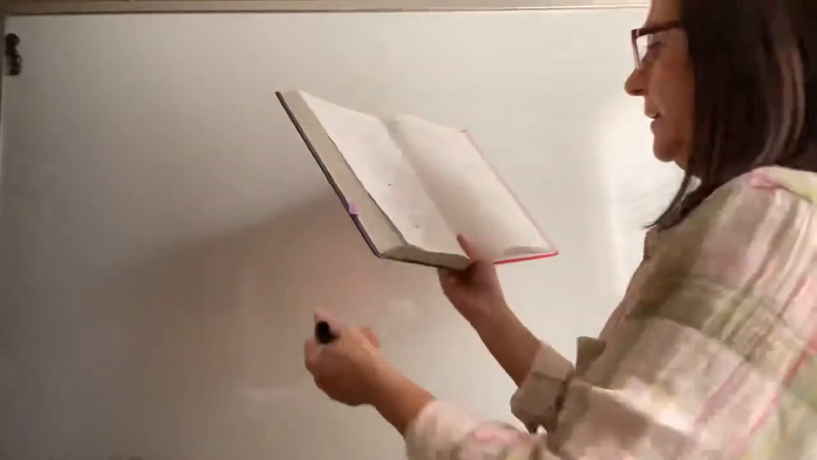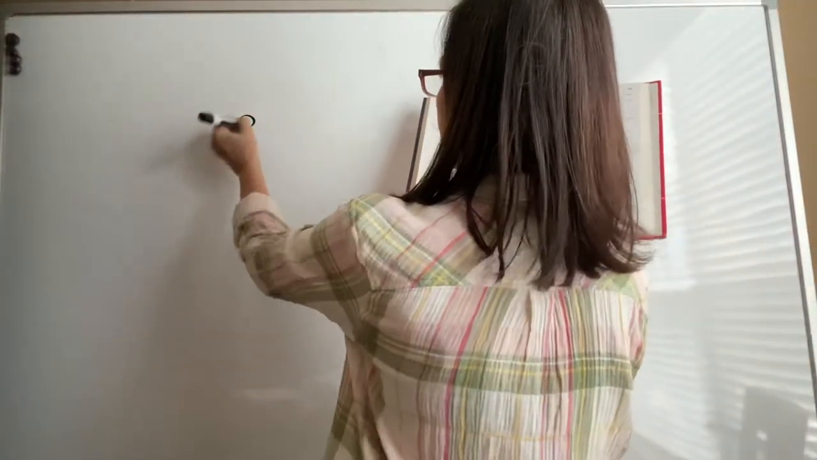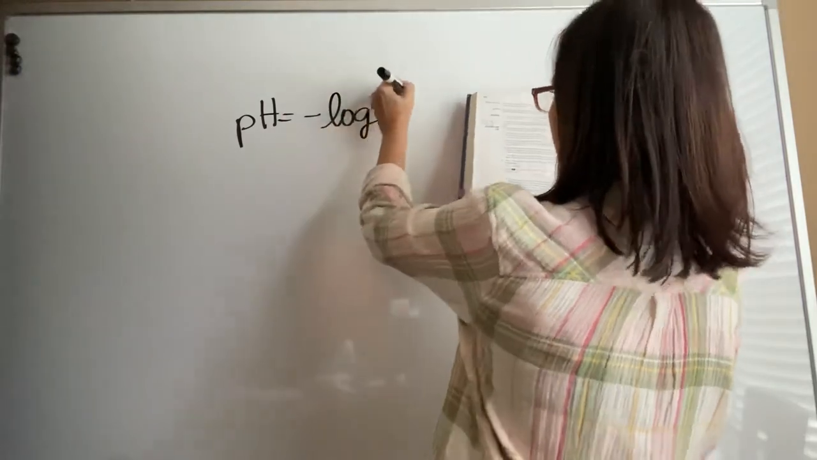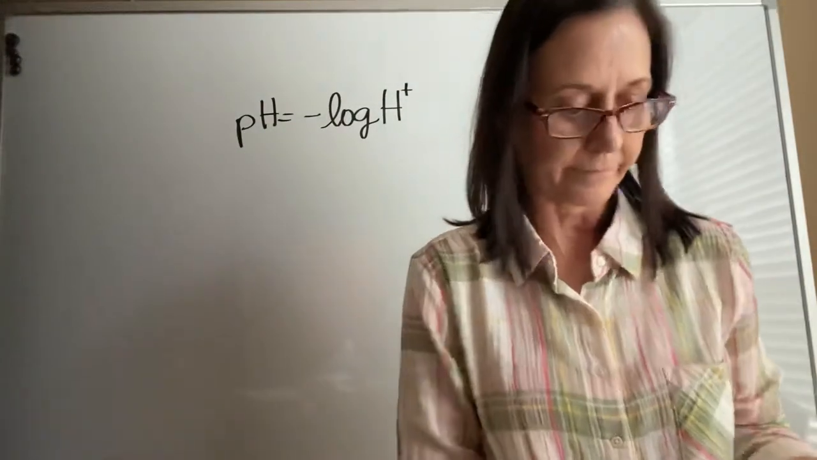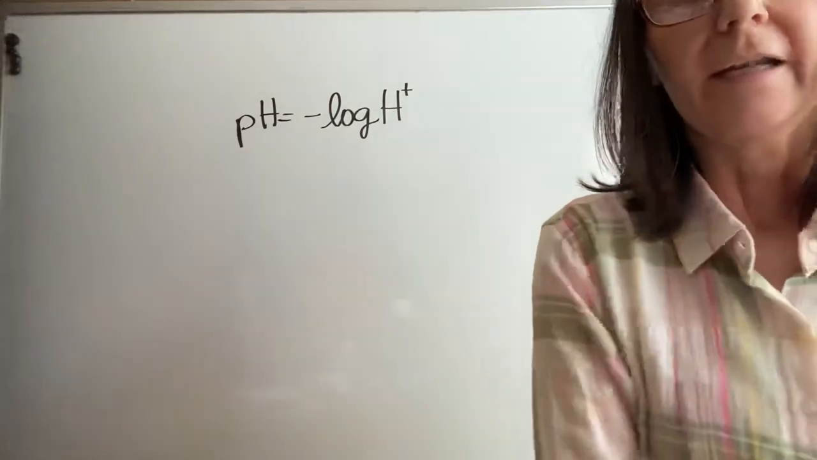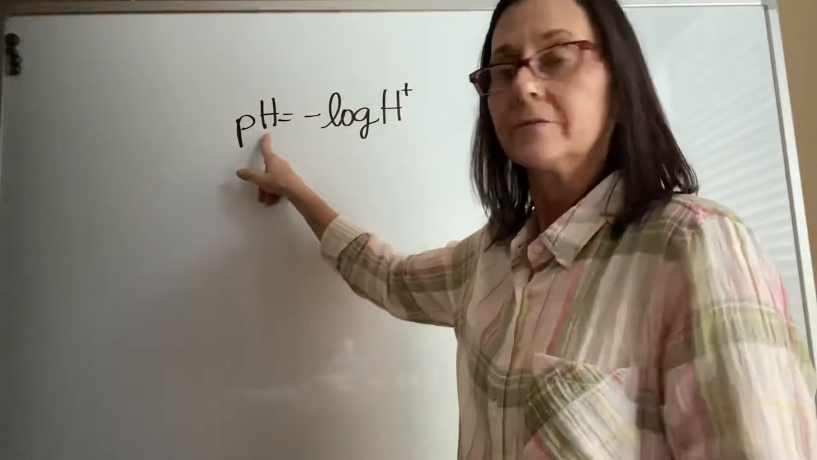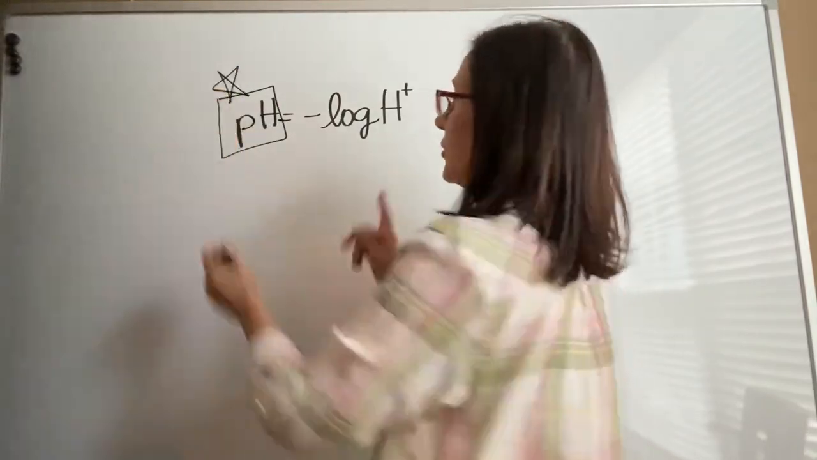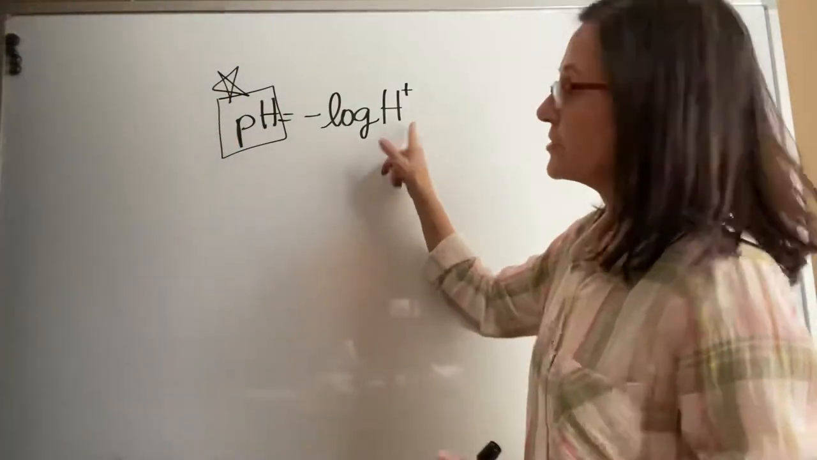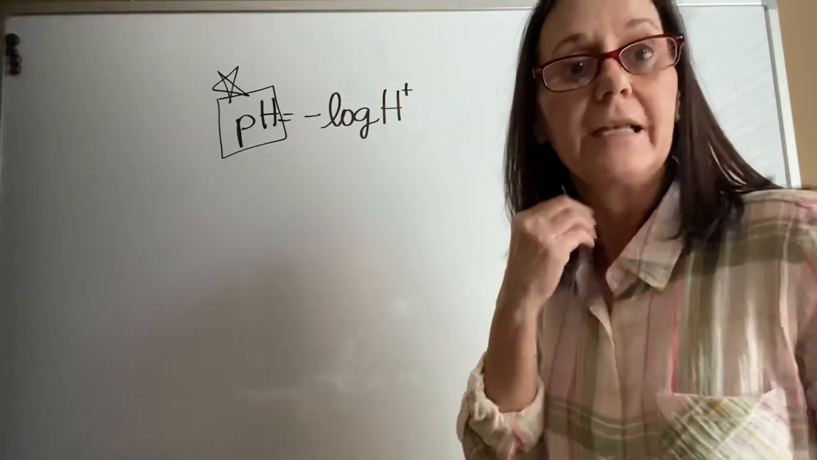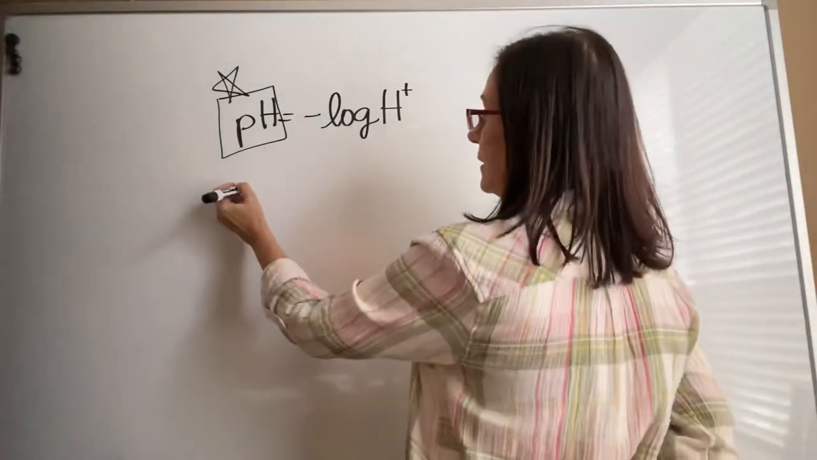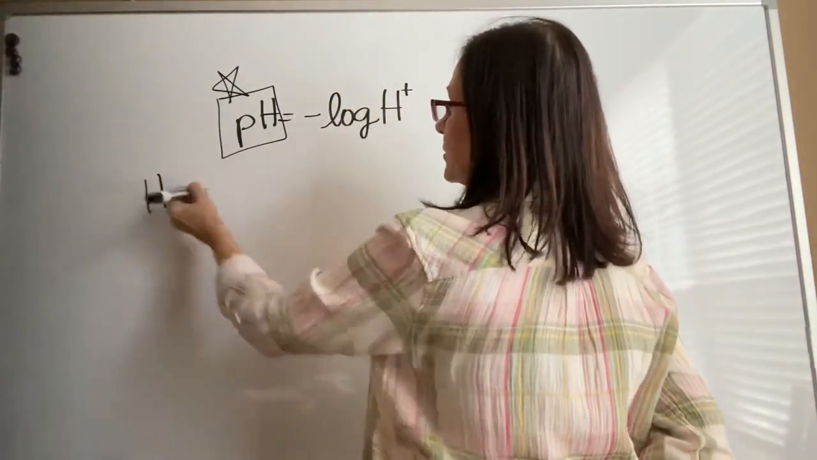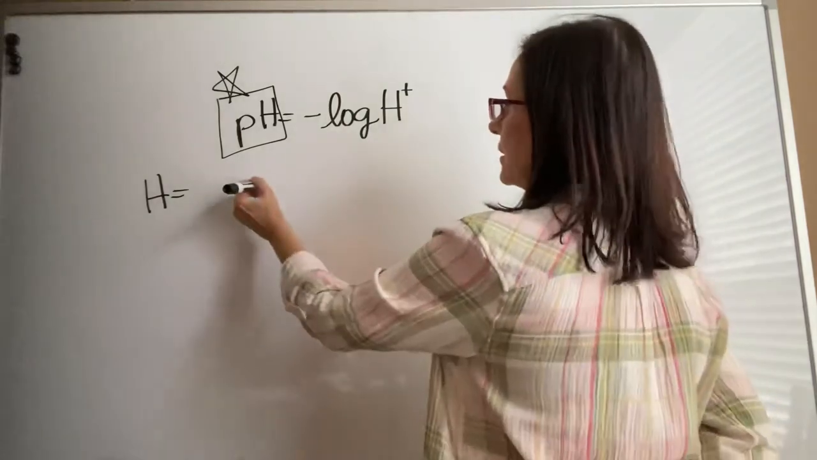All right. They give you this equation: the pH equals the opposite log of positive hydrogens. If you're solving for the pH, this is the equation you're going to use. But what if you're solving for the hydrogens? That's what I need to show you. If you're solving for the hydrogens, you need to know what hydrogens equal. You're going to take this equation.